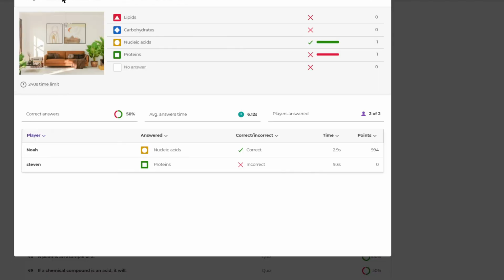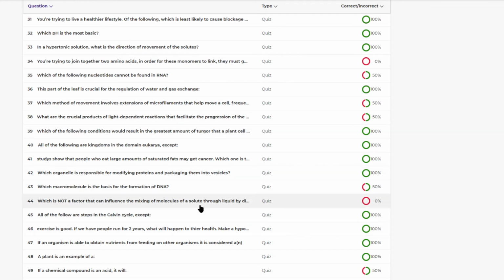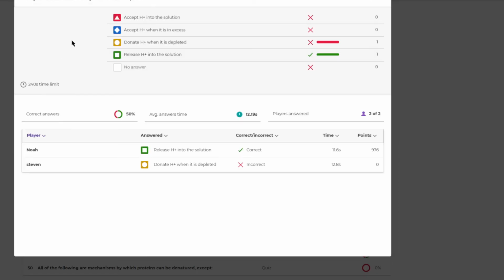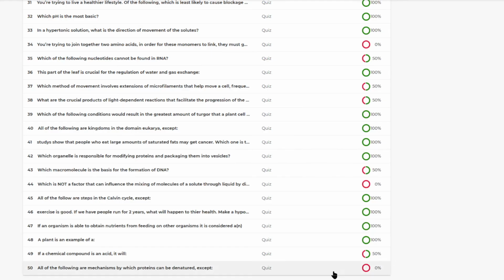So here is 43. 43 is which macromolecule is the basis for the formation of DNA. This is nucleic acid. It's the same thing. Nucleic acids are the ones making DNA. Proteins are something different. This one, go to the second video, and then 49 and 50, go to the second video, please.